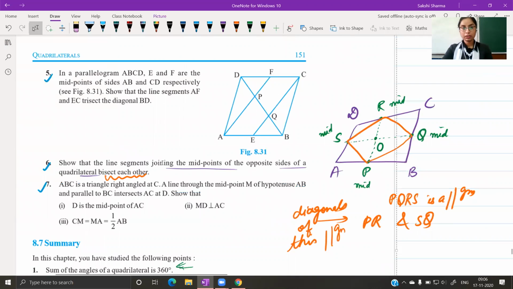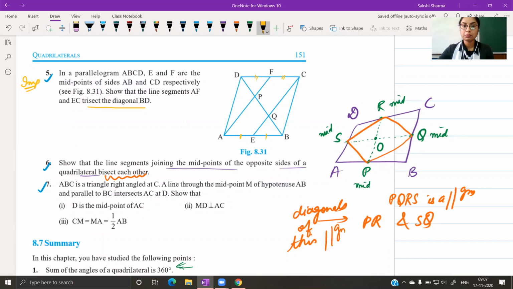Question number 5. In a parallelogram ABCD given here, E and F are the midpoints of the sides AB and CD respectively. So E here is the midpoint of side AB, and F is the midpoint of side DC. Show that the line segments AF and CE trisect the diagonal BD. This is an important question. The diagonal BD is intersected at points P and Q.